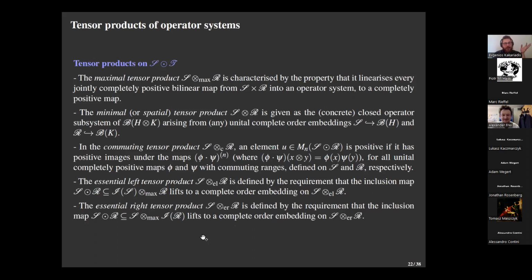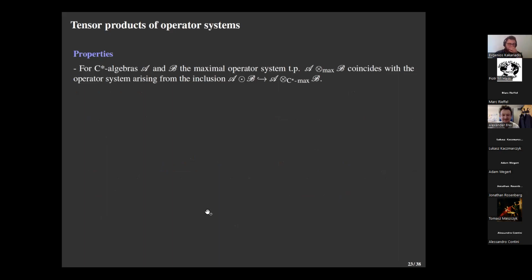Why are these 5 things important? Some properties. For system algebras, the maximal operator system tensor product coincides with the operator system structure you get from the inclusion of A tensor B inside the system max of A by B. So we're doing okay for system algebras. That's good. The commuting one is a little bit more mysterious. If you have an operator system and you take the commuting tensor product with a system algebra, then it's the same thing as taking the maximal tensor product.